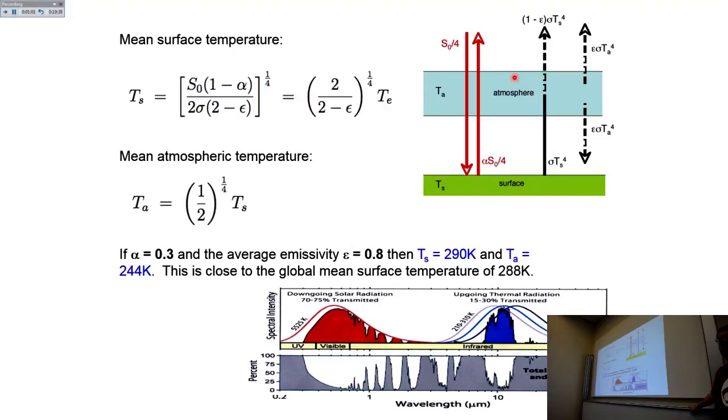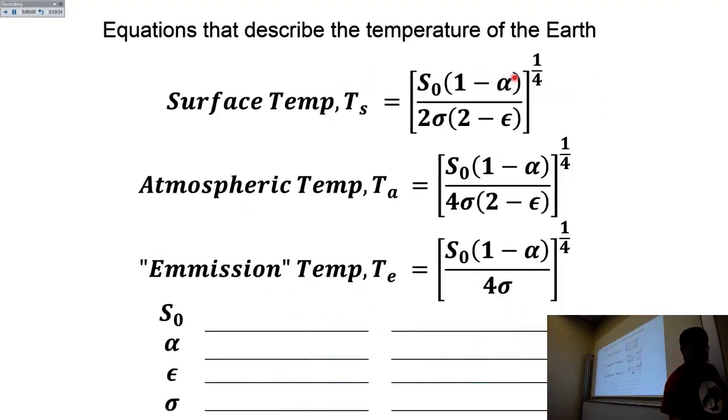It performs very well in getting the absolute temperature of the Earth compared to enormous climate models that run on huge supercomputers over many, many hours of computing time. With just a pen and a piece of paper, you can work out the temperature of the Earth. So this is the stuff you should know. The surface temperature and atmospheric temperature can be calculated from those equations.